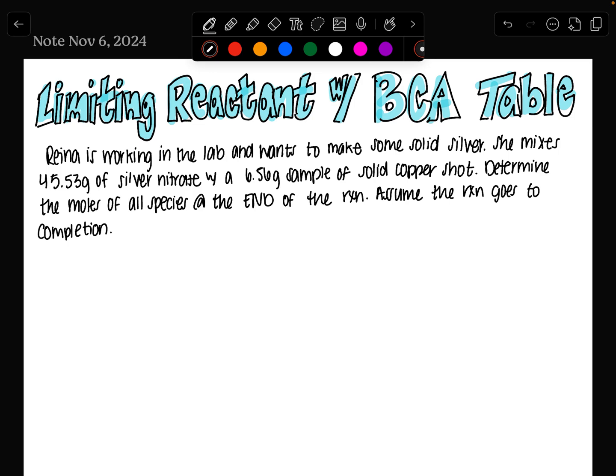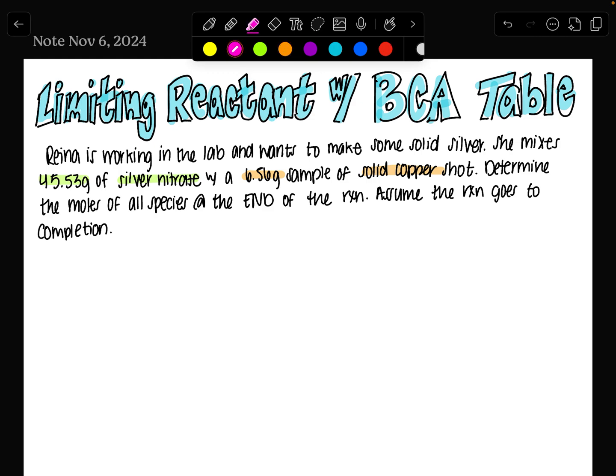So let's read this problem together. Serena's working in the lab and wants to make some solid silver. She mixes 45.53 grams of silver nitrate with 6.56 grams of solid copper. Determine the moles of all species at the end of the reaction.